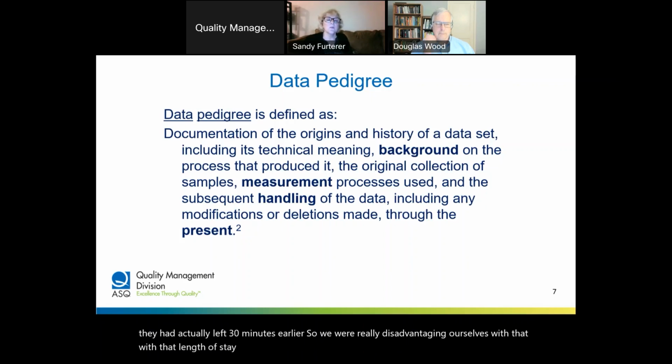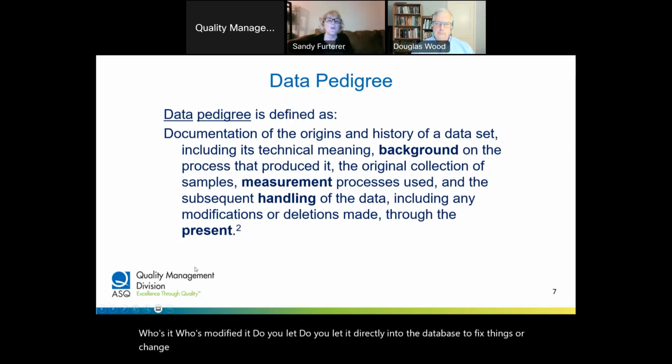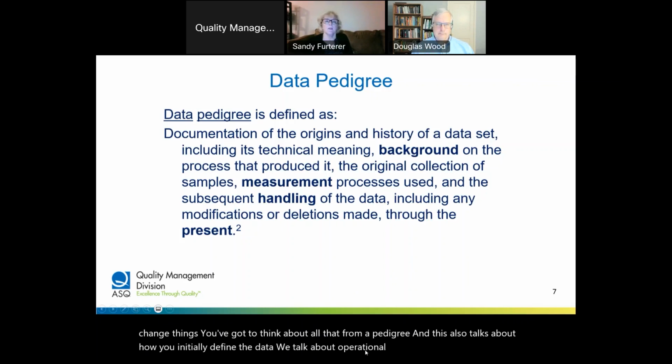So it's just an example of really knowing what your process is, what your data's gone through, who's deleted it, who's modified it. Do you let IT directly into the database to fix things or change things? You've got to think about all that from a pedigree. And this also talks about how you initially define the data. We talk about operational definitions. Doug's going to talk about that. So all of that is in this pedigree concept.